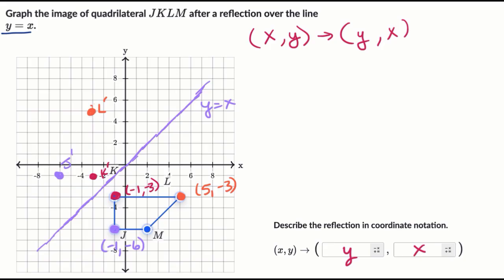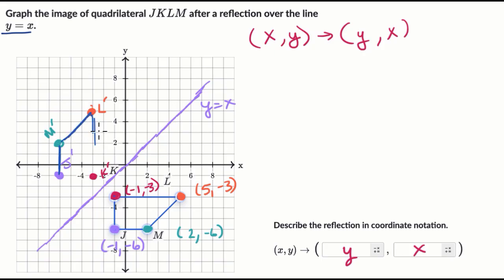And then last but not least, let me see, what color have I not used? I will use this teal color. So point M right over here is at the coordinates 2, -6. So if you were to swap the 2 and the -6, you go to -6, 2, which is right over here. This is where M prime would be. And so we now see our new quadrilateral. If we just connect these points, we have now mapped it.